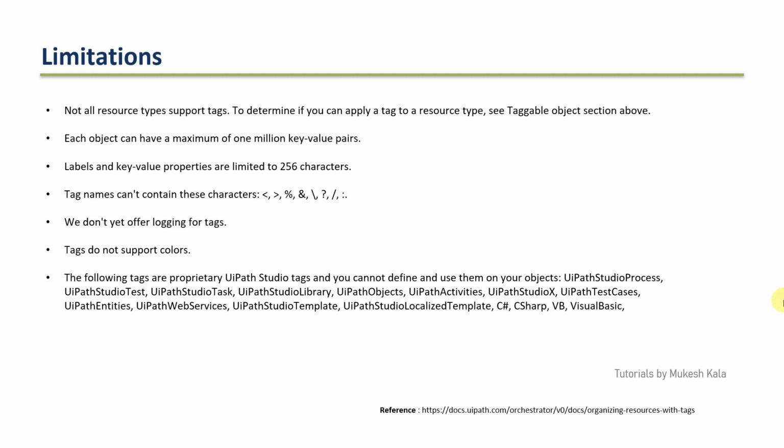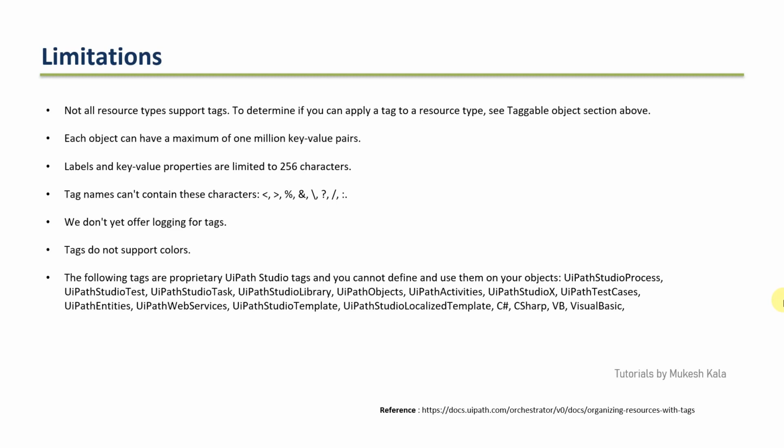As we are growing, UiPath would be adding more resources to tags in the future, I guess. But as of now, in the taggable object section, we have seen that there are only a limited number of resources which I can tag. But as we move along, I hope we get more resources added to this category, right? Each object can have a maximum of 1 million key value pairs, that we have seen. So that again comes as a limitation. If you have more than 1 million key value pairs, that becomes a challenge.